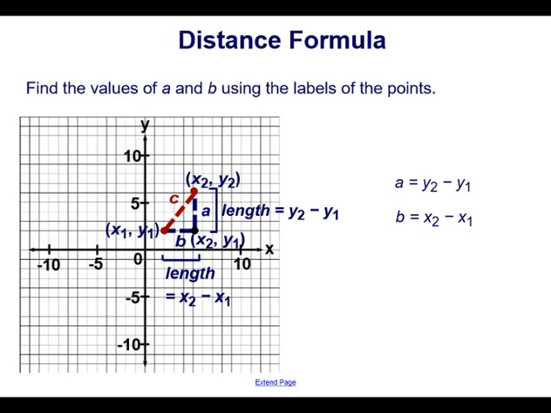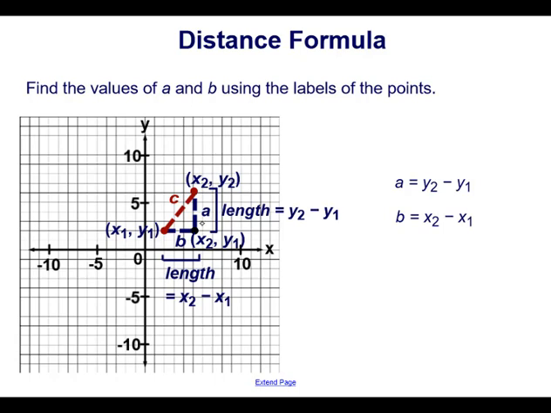We can then find the values of A and B, those side lengths of our triangle, the legs, because those are vertical and horizontal, so we can count the distance. But if we're counting the distance, that's like we're finding the difference between the x values of the 2 points for the horizontal distance and the y values of the 2 points for the vertical distance.